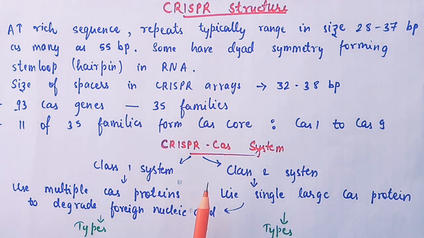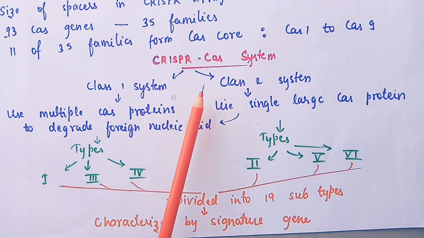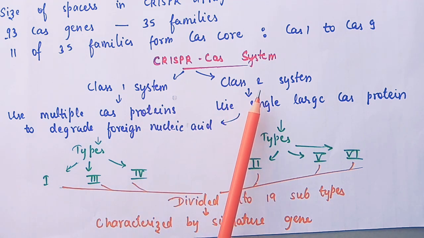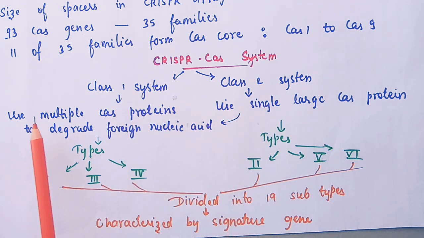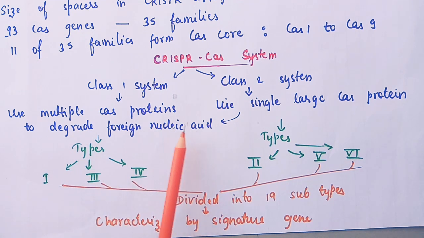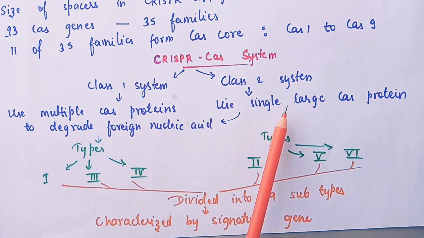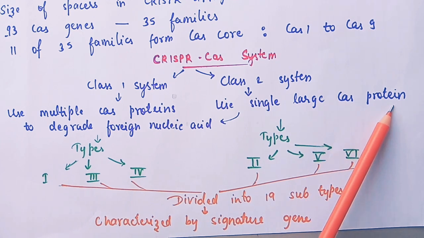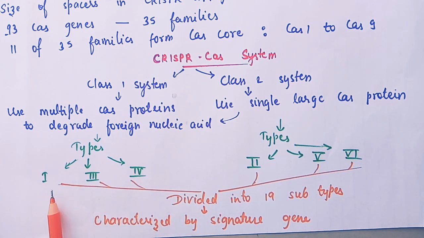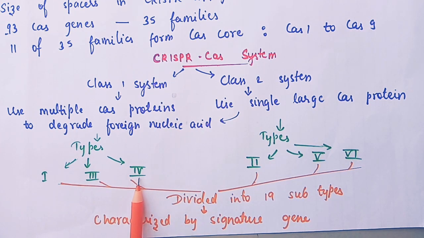Now let's see what the CRISPR-Cas system is. This CRISPR-Cas system is divided into two systems, the class 1 system and the class 2 system. The class 1 system uses multiple Cas proteins to degrade foreign nucleic acid, and the class 2 system uses only a single large Cas protein. Class 1 is again divided into types 1, 3 and 4, that is Cas1, Cas3 and Cas4.